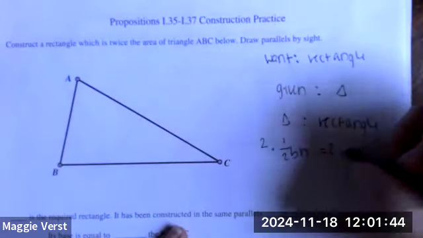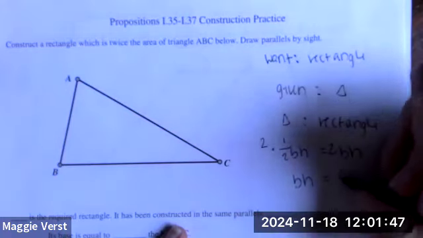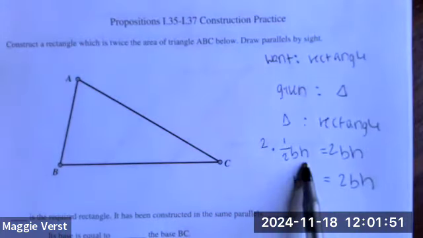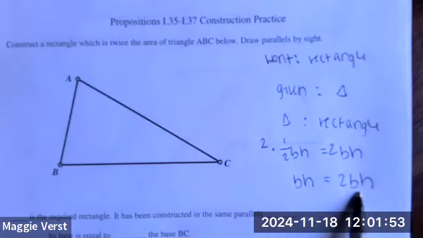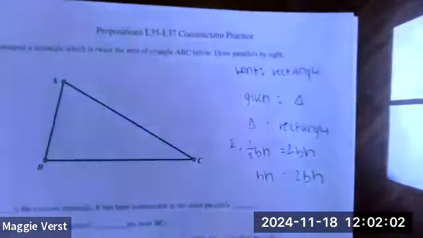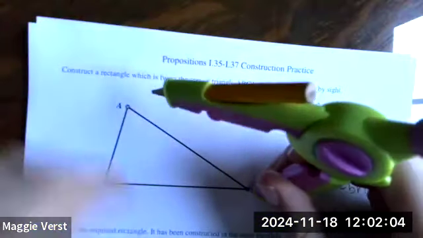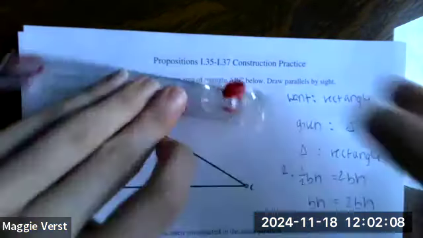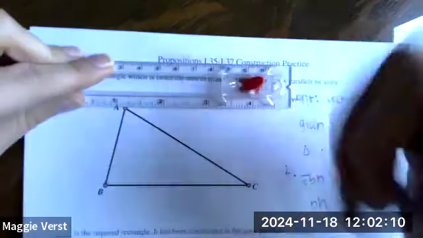I'm going to double here, and I have 2BH. So to get a double area of the triangle to construct a rectangle, I just need the normal base times height. So then I can keep the base here. I just need to find the height, which means all I need to do is draw that altitude. So I'm going to draw it through point C. And since it says I can draw parallels by sight, I can just draw this line immediately.